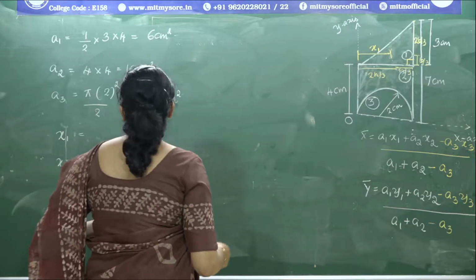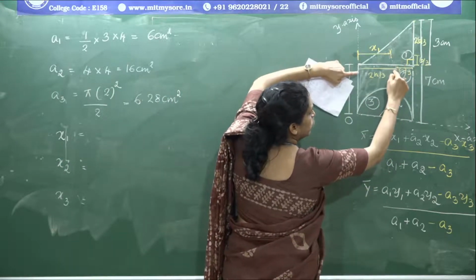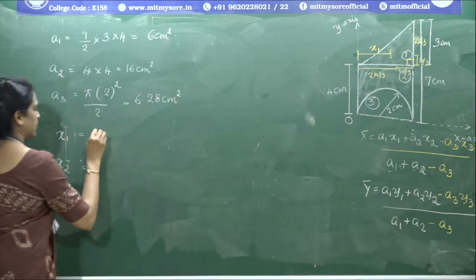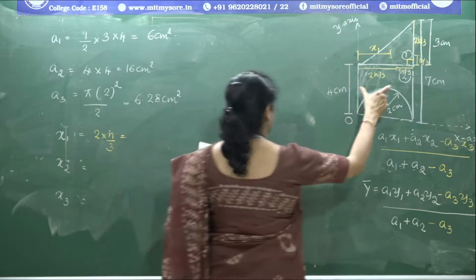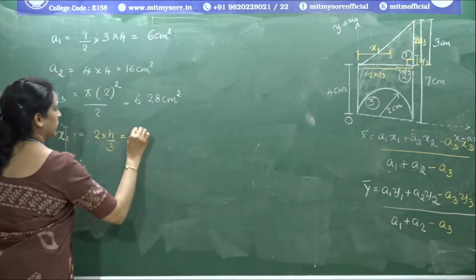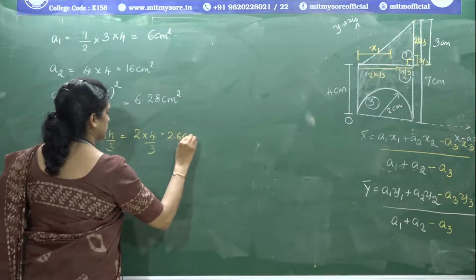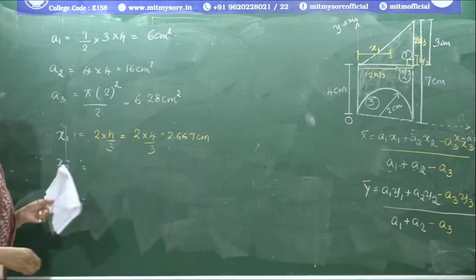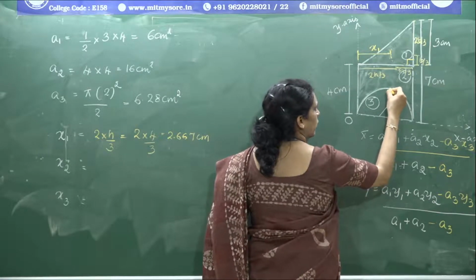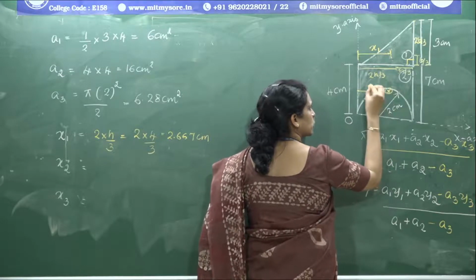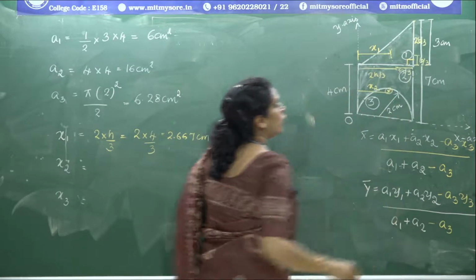Now to find out the value of x1, we just have to consider the distance from here to this point. So this point is 2h by 3, that is 2 into h by 3, where the value of h here is 4 centimeter. So it is 2 into 4 by 3. We get around 2.667 centimeter. Now moving on to the second geometric figure. Here would be the centroid. The distance to be considered as x2 is marked here. So the centroid of this geometric figure is 4 by 2.